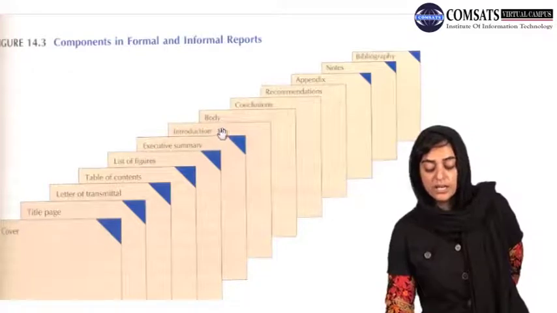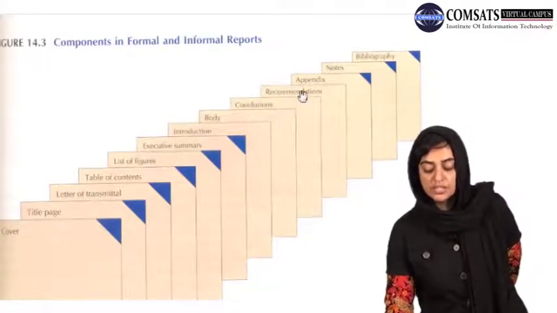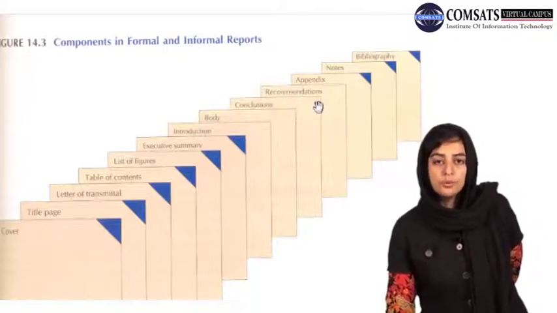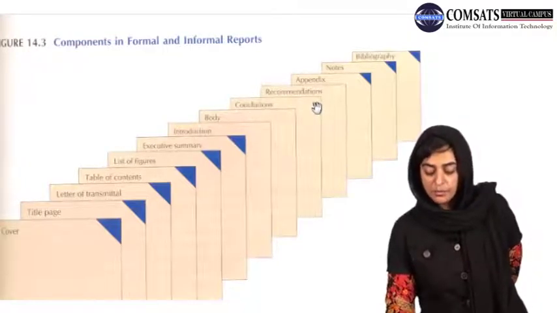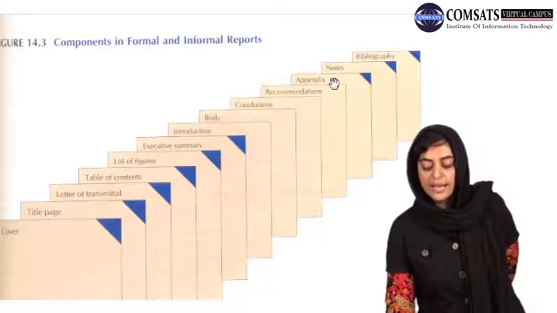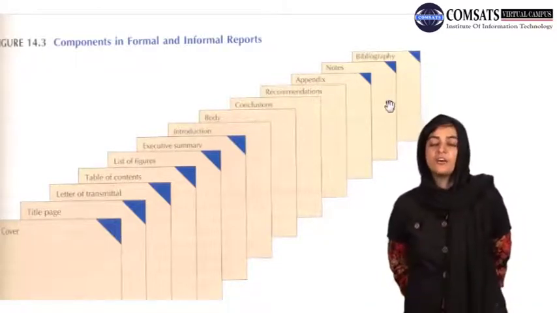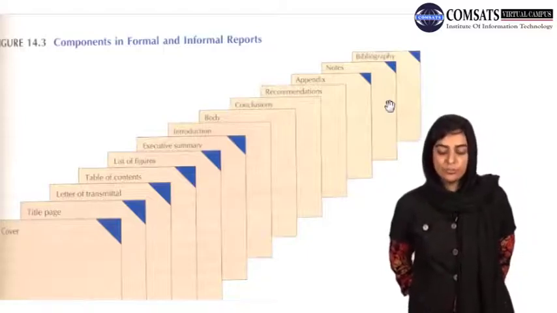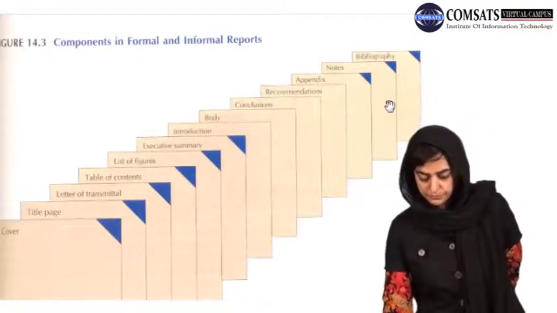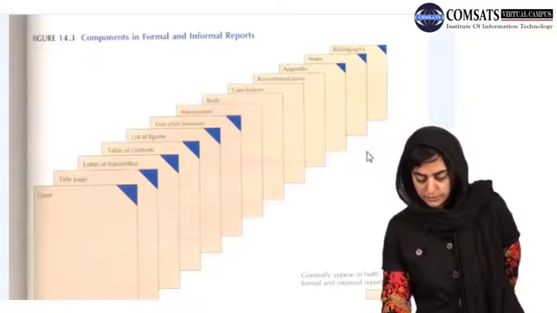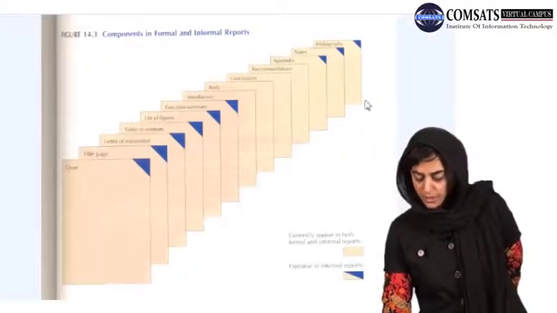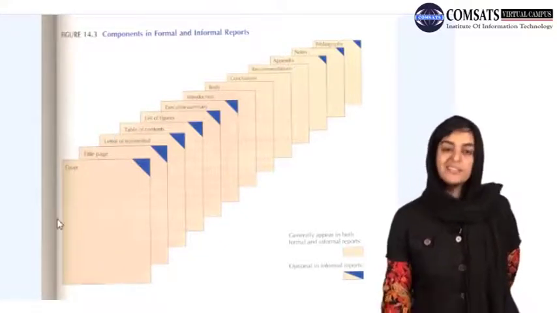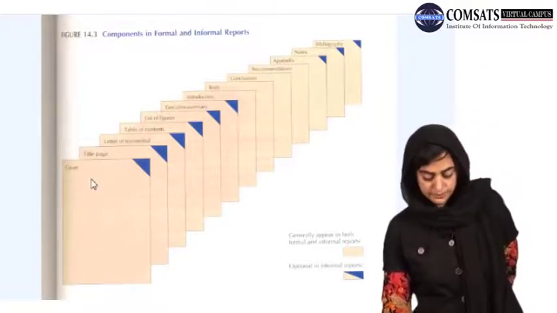Then introduction, body and conclusion recommendations. These parts are normally present both in the formal reports as well as in the informal reports. Then appendix, notes and bibliography. These three are optional for the informal reports, whereas normally are present in the formal reports. So dear students, now we one by one would be moving to the description of these additional parts.